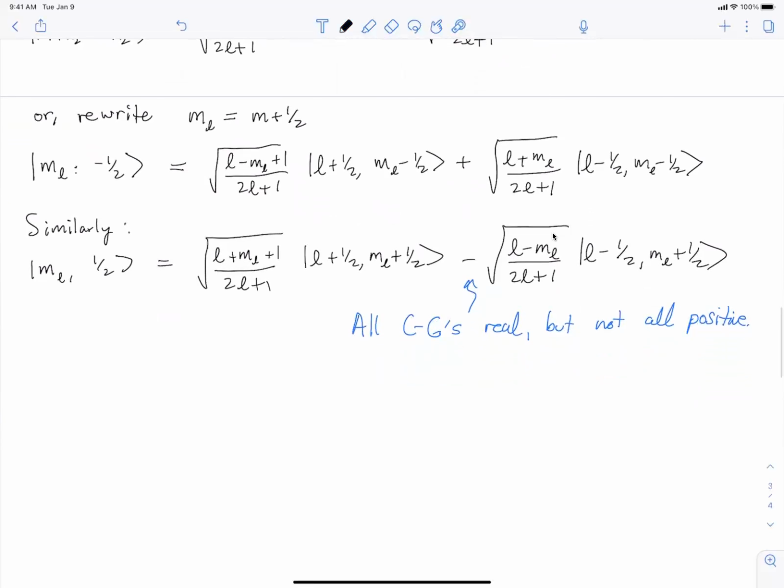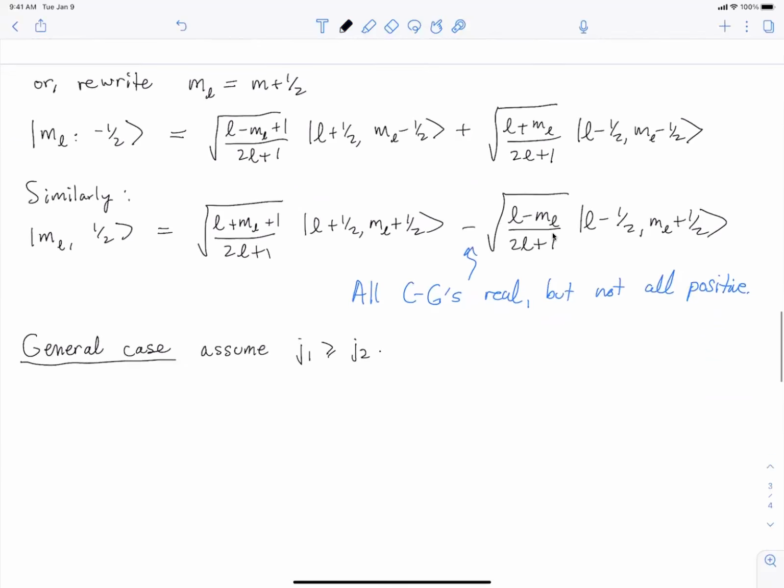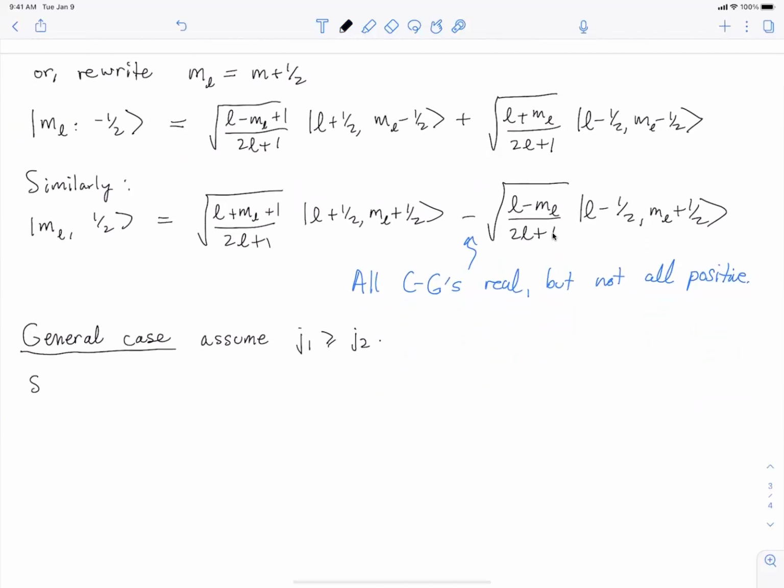All right, so let's understand how to do the Clebsch-Gordons for the most general case. I'm going to assume, without loss of generality, that J1 is at least as big as J2. If that's not true, then you just interchange the roles of J1 and J2. Now, in terms of writing the product basis in terms of the total basis, we're going to start with the highest JM state.